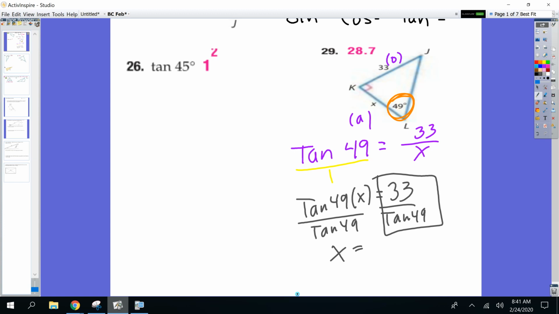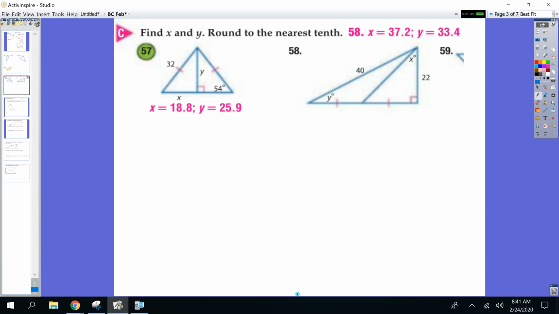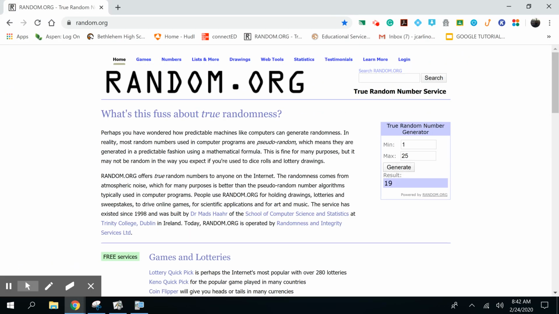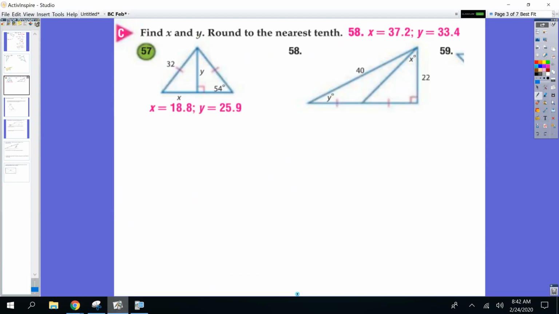I'm going to do another one with you from the homework. Everyone good? Let's go to 57. Whether you did it or not, we're doing it all together. Find x and y. Quick question before I start. Okay, how are you? Good.